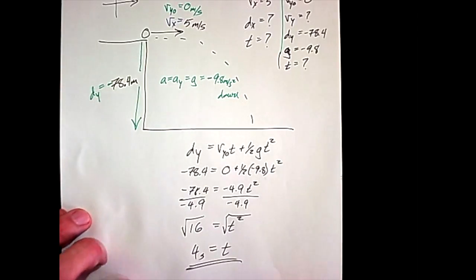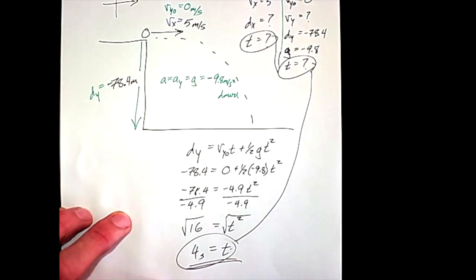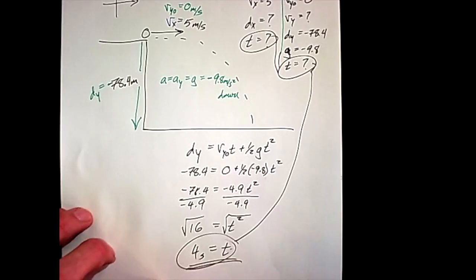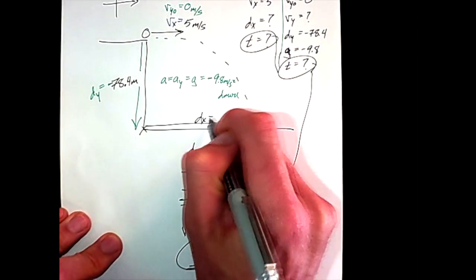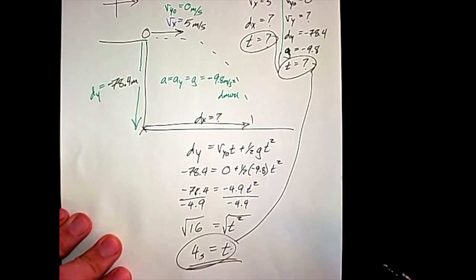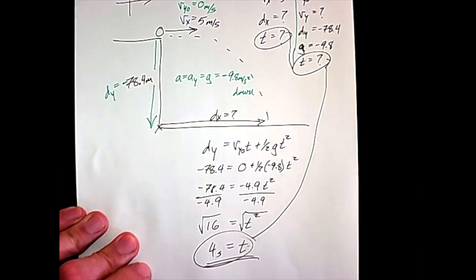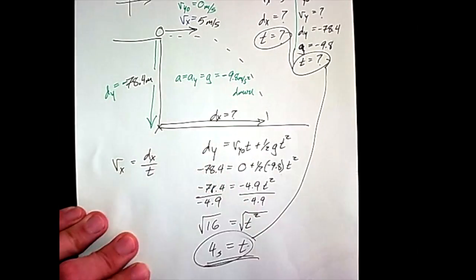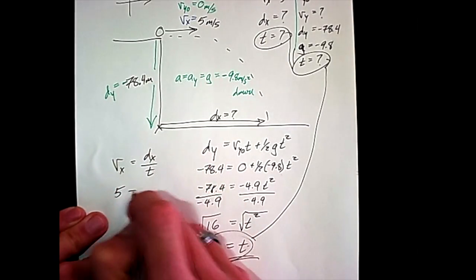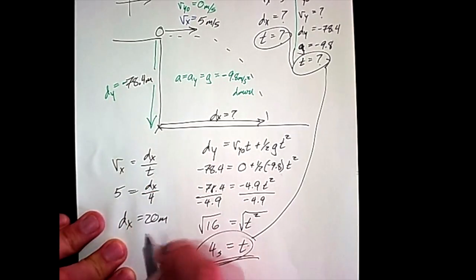All right, but look, since this is now 4, this goes here and here, right? So the second question is, how far from the base of the cliff does it hit the ground? Here's the base of the cliff. How far is dx? So dx is in the vertical or the horizontal equations, and there's only one equation. Vx equals dx over t. V is 5, t is 4, dx equals 20 meters.